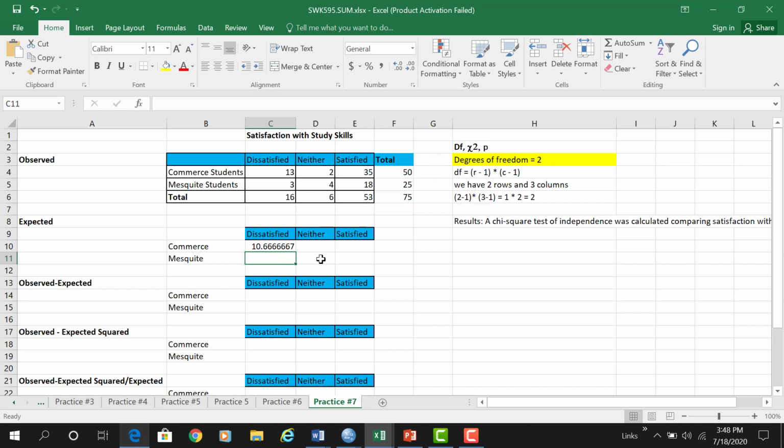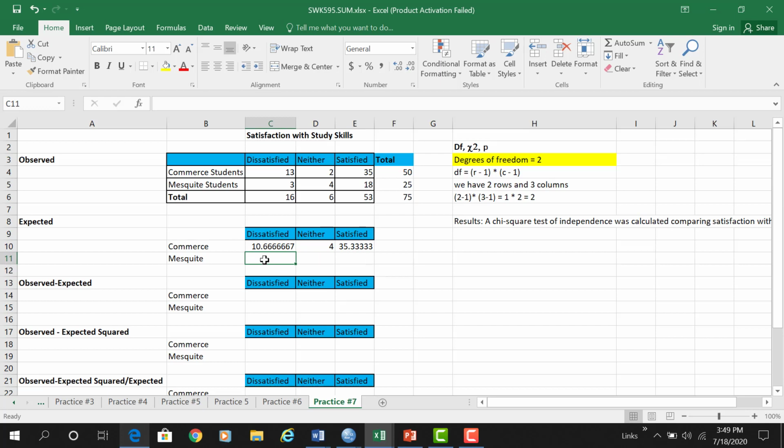Okay. And I'm going to do this again for neither. So again, it's equals, open parentheses. We're going to do total for the column times total for the rows, and then divided by the total amount. Then equals, open parentheses, total column for satisfied times total rows, divided by the total amount, okay? And that's for Commerce.